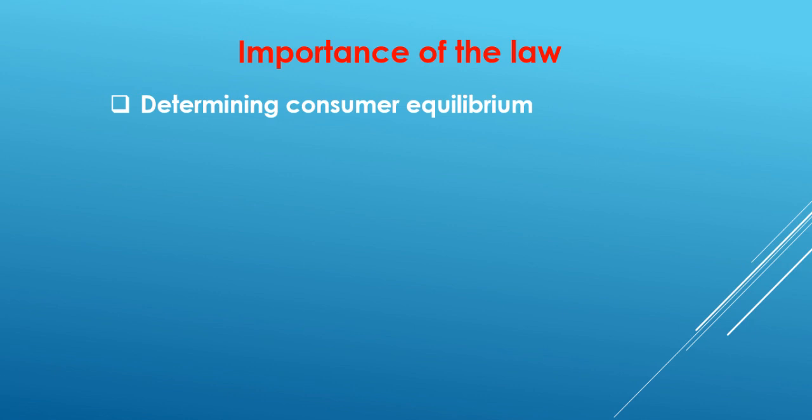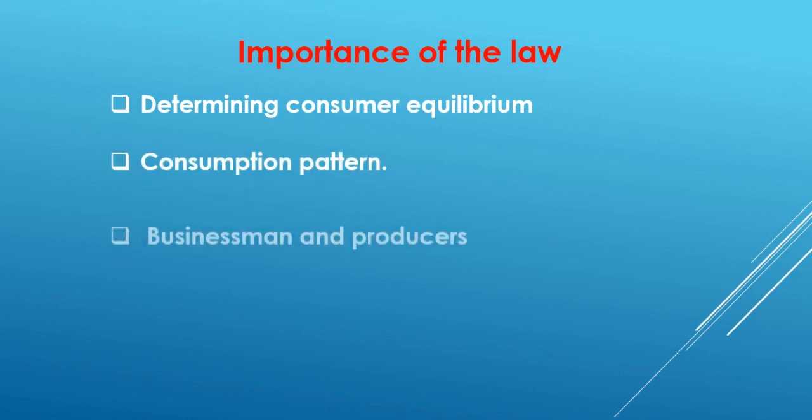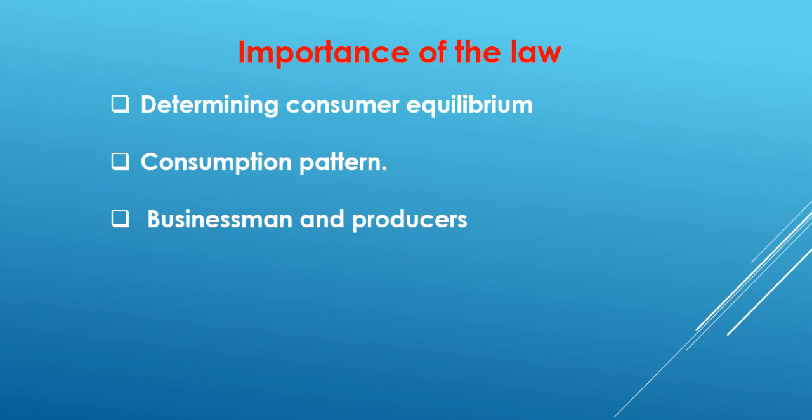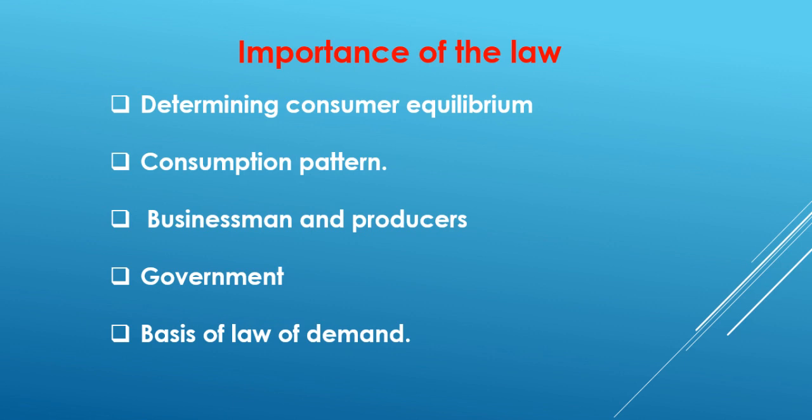It theoretically helps in determining consumer equilibrium and also the consumption pattern. It is useful to businessmen and producers to guide them in the production process. It also helps the government, particularly the finance minister, to formulate tax policies, especially income tax and wealth tax. It is the base of demand because without utility, no one can demand a commodity. And it also explains the paradox of value.